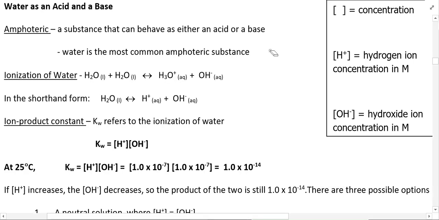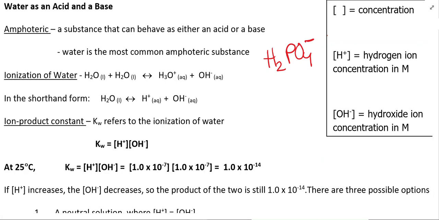An example of this would be something like H2PO4-. So it has the hydrogen, so it's able to lose hydrogens to act like an acid, or it's able to gain because it has that minus charge and act as a Bronsted-Lowry base.